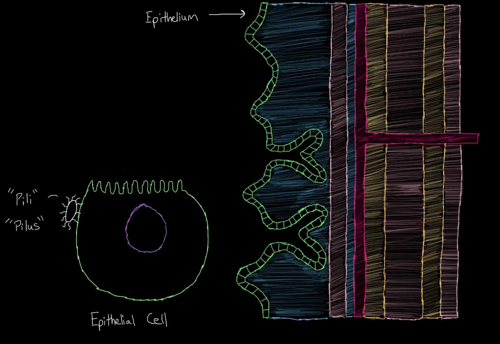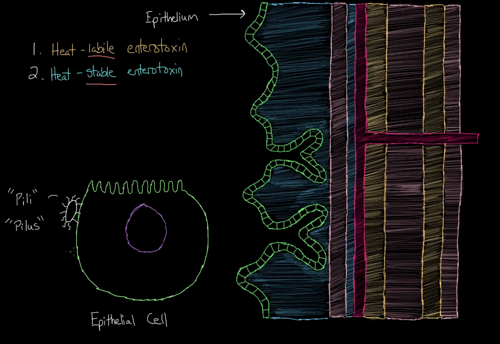Once it's associated with the epithelial cell, it'll release two different types of toxins to help it enter that cell. The first is known as heat-labile enterotoxin, and the second is known as heat-stable enterotoxin. Heat-labile just basically means that this enterotoxin is going to be inactivated at high temperatures. Heat-stable means that this enterotoxin will be stable at high temperatures. So eventually these enterotoxins will help the bacteria enter the epithelial cell. Once the bacteria is in the epithelial cell, however, it'll continue to release those enterotoxins.